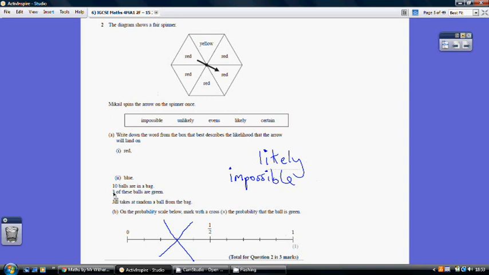Now for part B, 3 of the balls are green. That's 3 out of 10. So that's 3/10. So we need to do X marks the spot, 1, 2, 3 along.